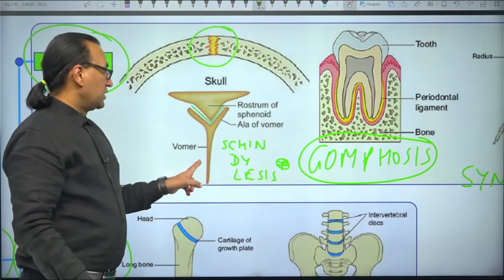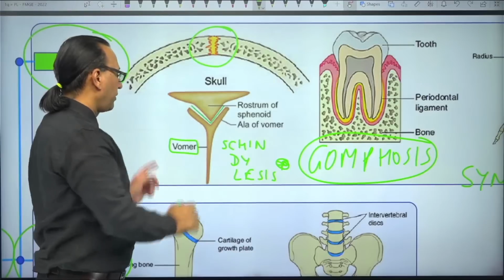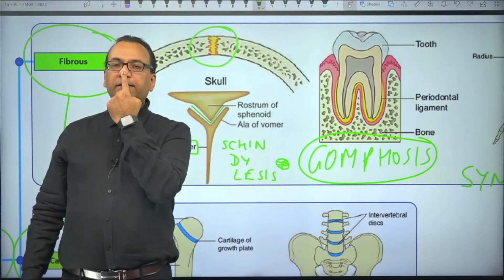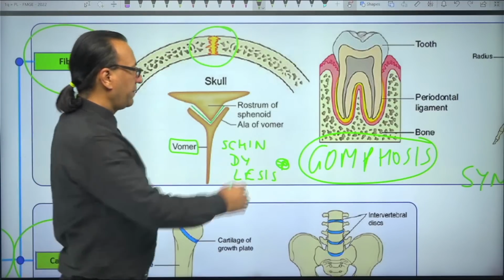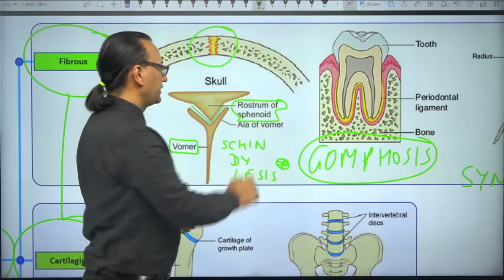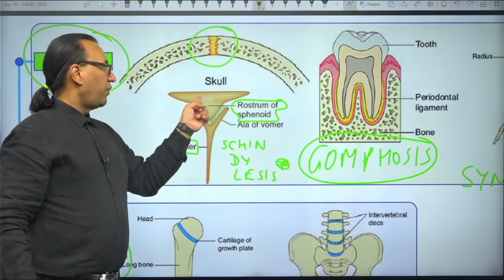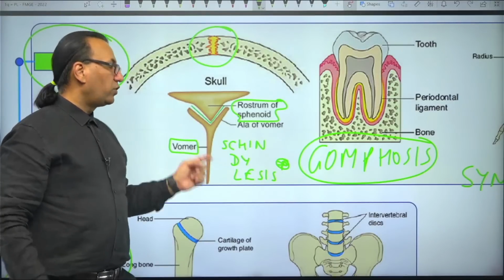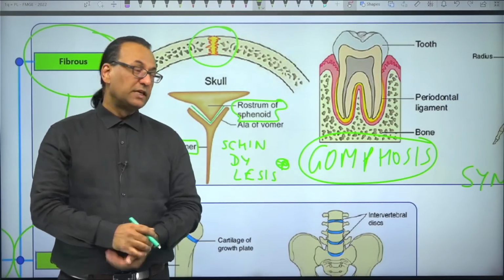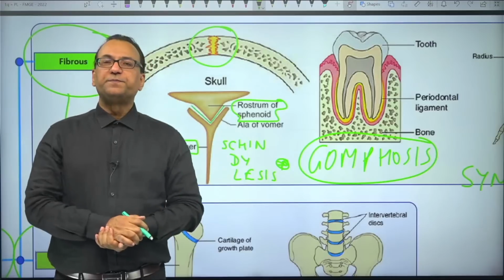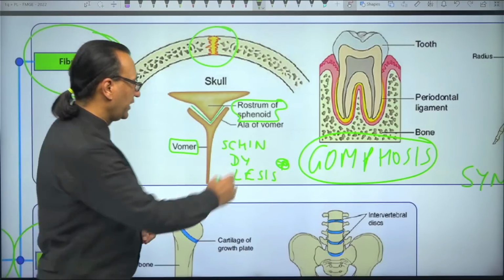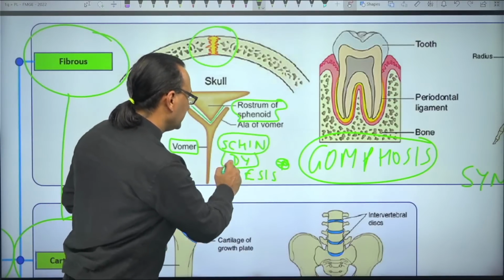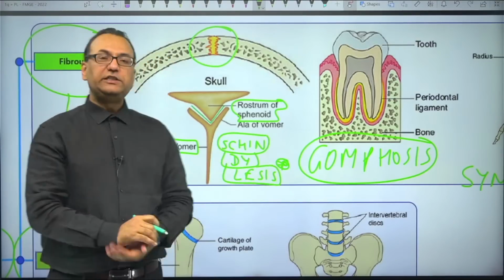You know, there's a vomer bone which is contributing to the nasal septum in the midline. And there is the rostrum of sphenoid which is coming from above at the roof of the nasal cavity. So sphenoid bone and the vomer bone, spheno-vomerine joint. The spheno-vomerine joint is a suture, and that suture is specifically called schindylesis, already one of the FMGE questions.